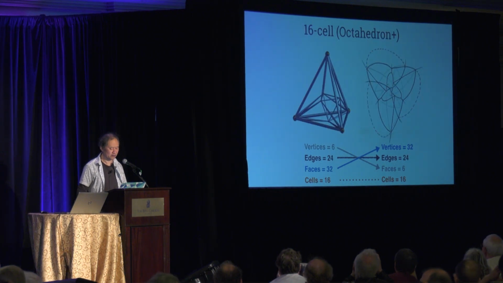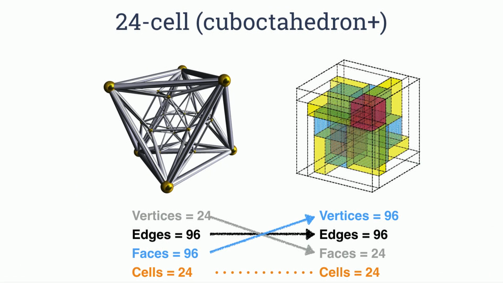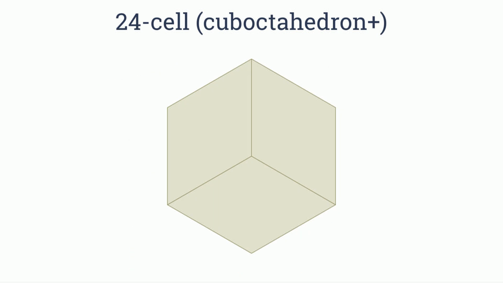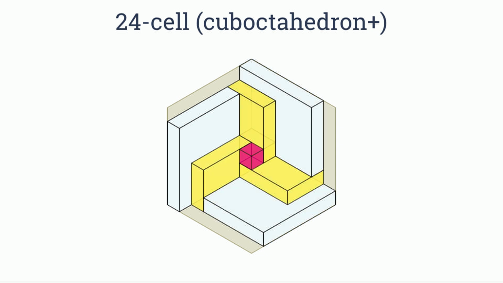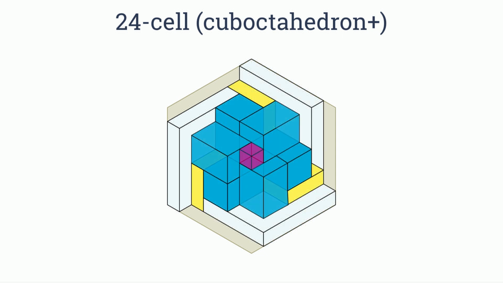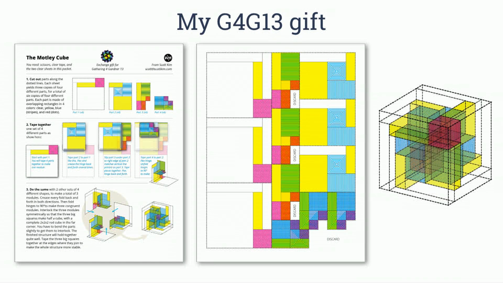So here are some of the other pseudoduals. The octahedron, the 24-cell has octahedral faces. Those invert to become boxes, and that's this figure. It has 23 boxes that make up a 24th. Bill Cutler also discovered this. He called it the boxed box. I'm calling it also the Motley cube.